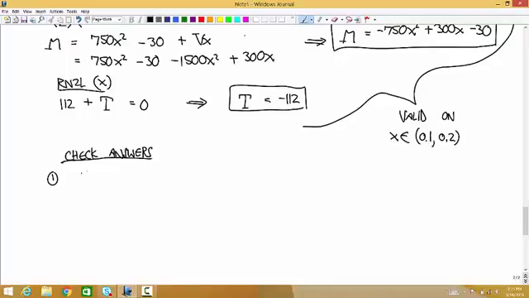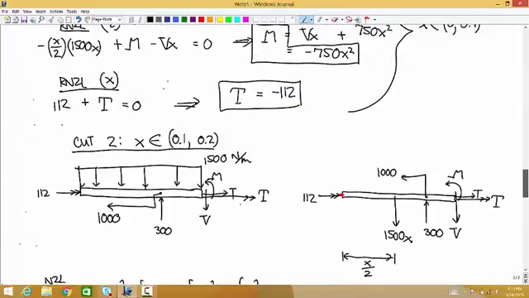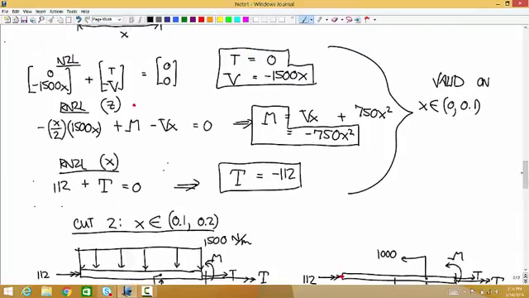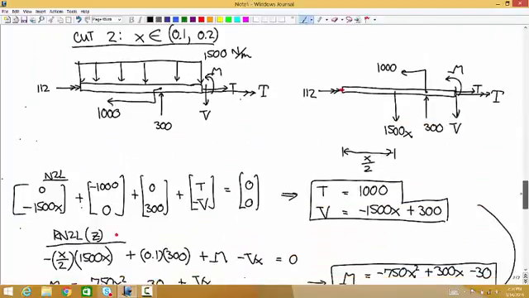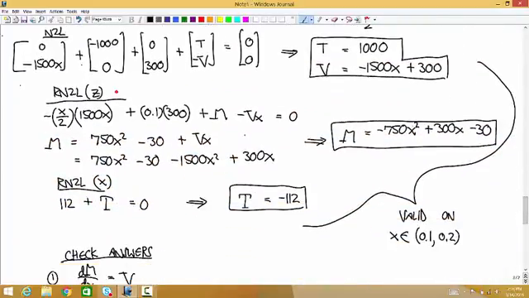So the first one is at every point, dm dx has to be equal to v. So that has to be true on that first interval and on the second interval. On the first interval, dm dx is equal to v, so that works. The x derivative of negative 750x squared is equal to negative 1500x, so that works. On the second interval, take the derivative of this. You get negative 1500x plus 300. That's equal to v, so that one works.